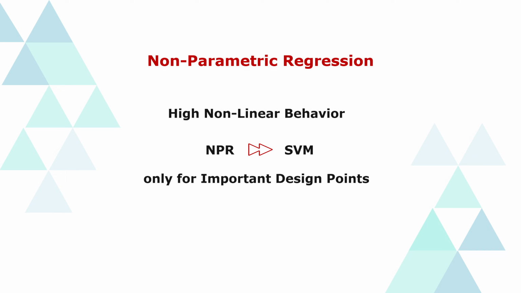In other words, the NPR method uses only the important design points that have the most significant effect on estimating the behavior of the outputs relative to the inputs, instead of all the design points. Note that the NPR method is only for complex problems where low-order polynomials are not dominant.